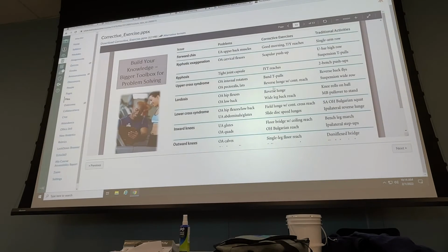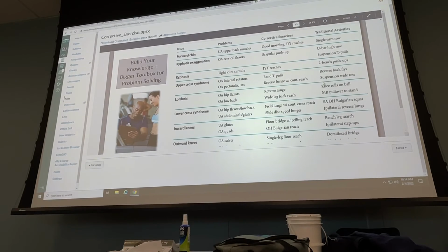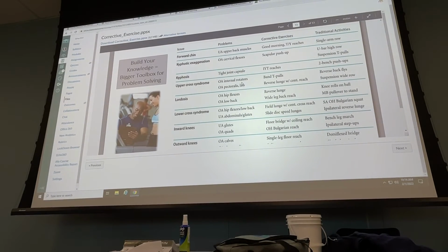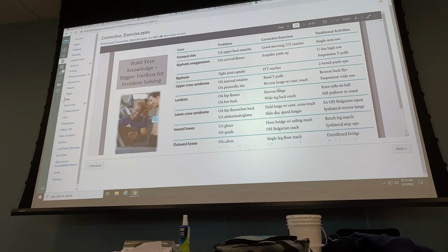So that would be a corrective exercise for upper cross syndrome. Lordosis, or lower cross syndrome: in lordosis you have overactive hip flexors, so that's when the pelvis shifts into anterior pelvic tilt, and an overactive low back. Reverse lunge, wide leg back reach, knee rolls on back, and medicine ball pull over to stand.